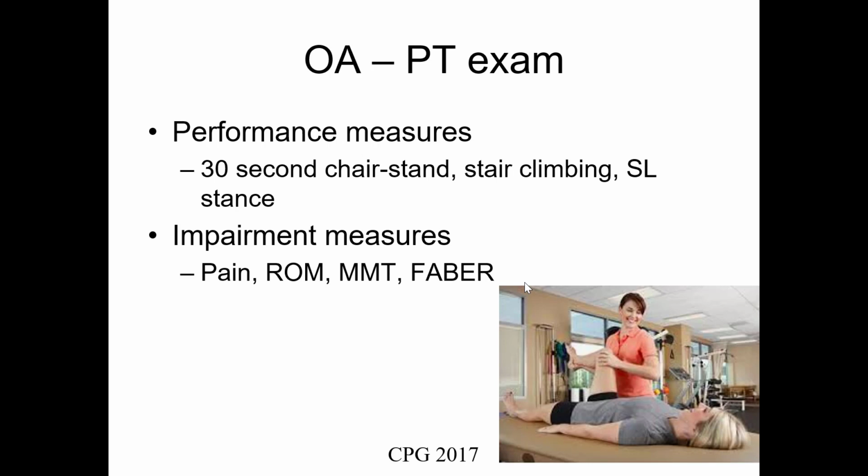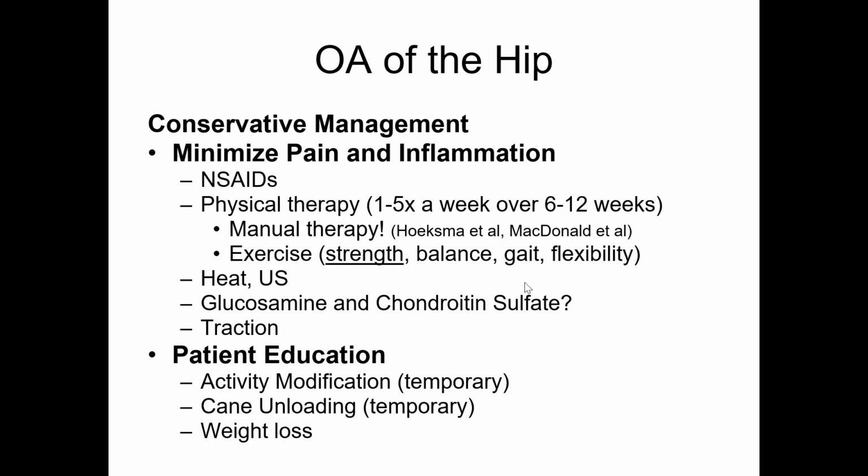Our exam of these patients should include functional performance measurements, as well as look for impairments in strength and range of motion. Conservative management is recommended as the first line of defense and should have the goal of minimizing pain with medications and physical therapy to address impairments in mobility and strength. It should also include education on activity modification and weight loss.